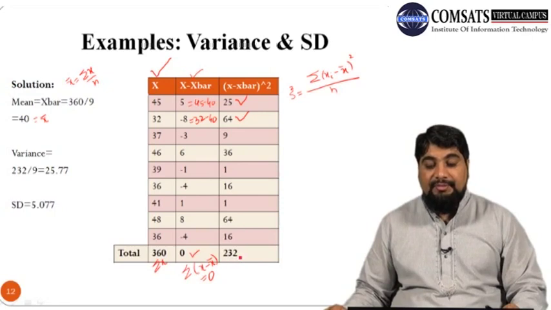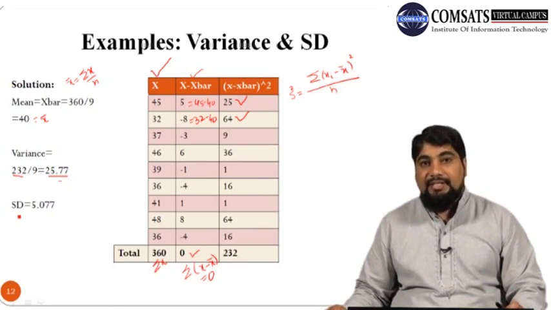So 232, just replace this value here in this formula. In the numerator we get 232 divided by 9, which is n. So we get 25.77. So this is the variance or spread.